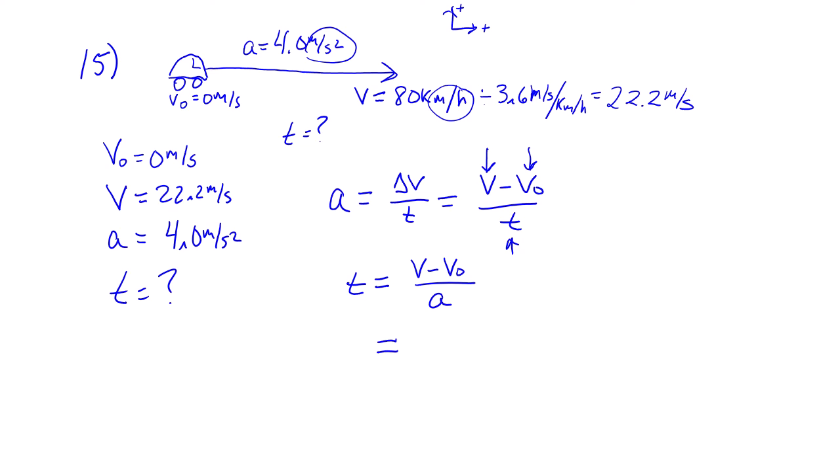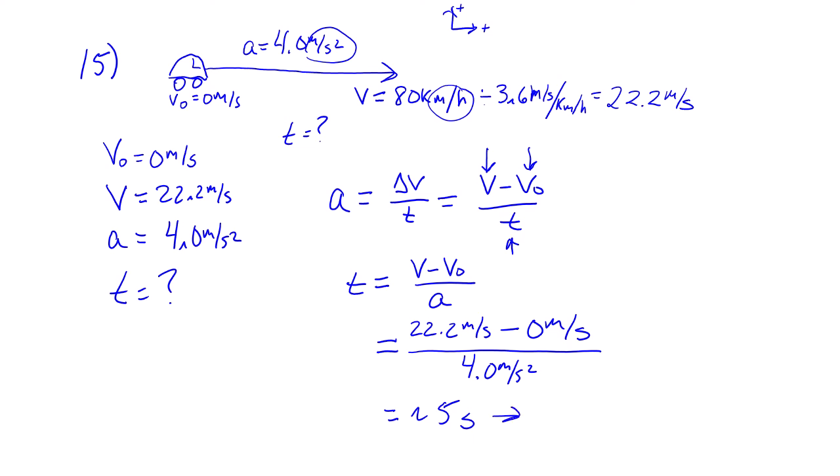Now I plug my numbers in, so the final velocity is going to be 22.2 meters per second minus an initial of 0 meters per second divided by the acceleration of 4.0 meters per second squared. We run the numbers through our brain first, so we got about 20 divided by 4, so my answer should be around 5 seconds. About 5 seconds. Mathematically, it is actually 5.6 seconds using sig figs that I know all of you love and enjoy.